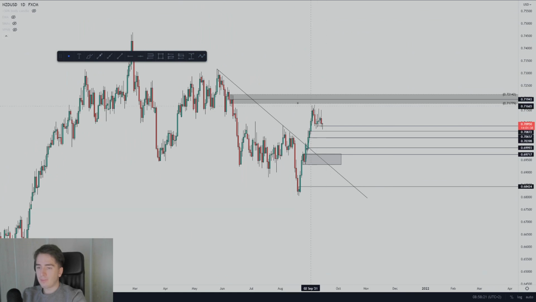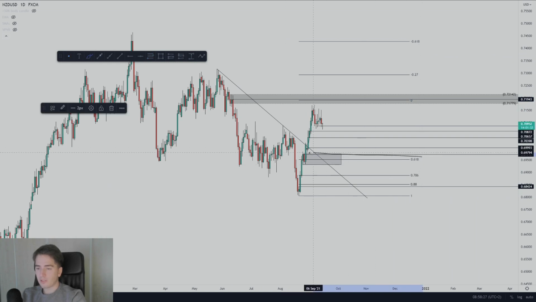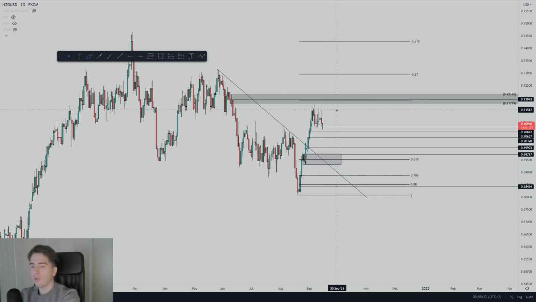Of course, we've had this massive overextended move. Quickly draw in a fib, and then what you'll see is that if we reach that gray zone, the 618 will be situated in this gray zone, and that would be ideal for potential longs. So yeah, let's wait and see, guys.